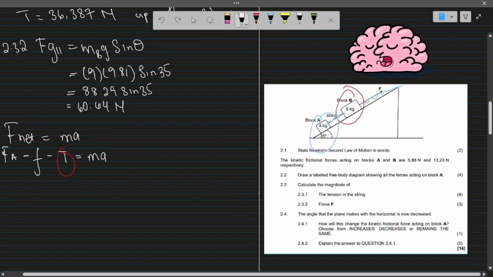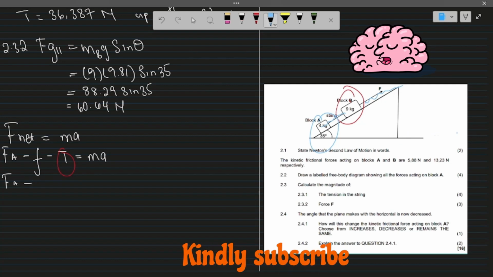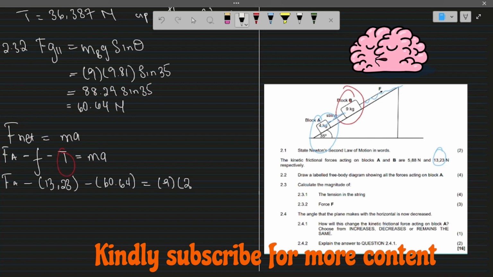So what is F applied minus what? The frictional force is 13 newtons. So it's going to be minus 13.23, right? And then minus the tensional force we calculated earlier, which is 50.64 newtons, which is equal to the mass of the object, 9 kg, and the acceleration, 2 meters per second squared, right?